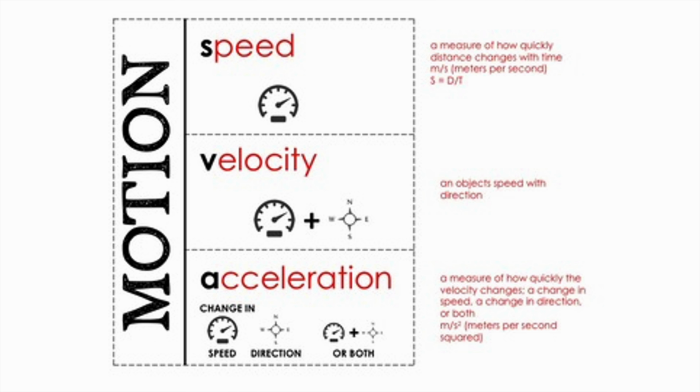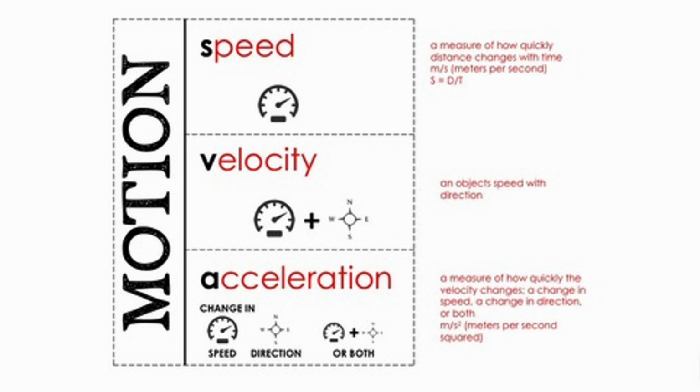All right, now we're going to be looking at motion. You have speed, velocity, and acceleration. Speed is a measure of how quickly distance changes with time, right? So for instance, if you've ever heard of miles per hour, that's just telling you that you've been able to cover an amount of miles in 1 hour. So 60 miles per hour means that in 1 hour you can cover 60 miles, right? That's speed. But velocity is a bit different.